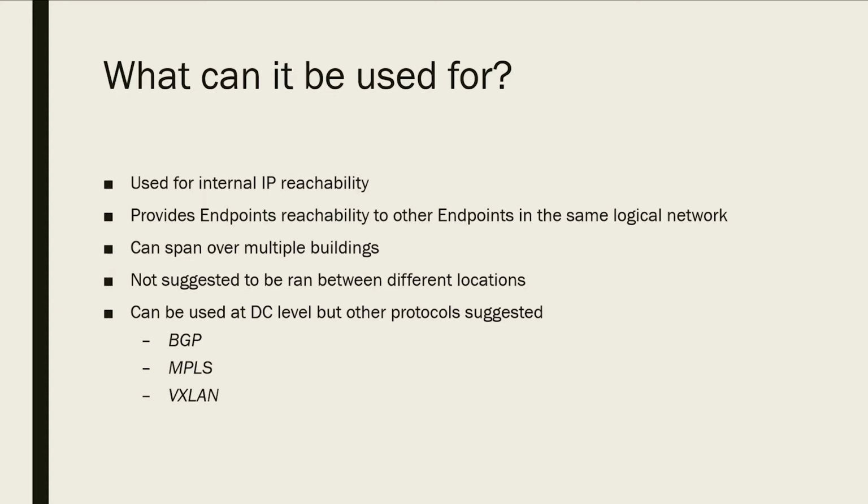As I mentioned, in general, it provides that reachability from one endpoint to another endpoint within a logical network. It's not suggested between different locations or different companies, but it can be, depending on the other protocols that you run with it. It can be used at DC level, and it usually is data center level, but obviously with the caveat that you use a lot of other protocols with it to make sure that it runs properly, like BGP, MPLS, or VXLAN. There's a whole other list of protocols that you could run with it as well.